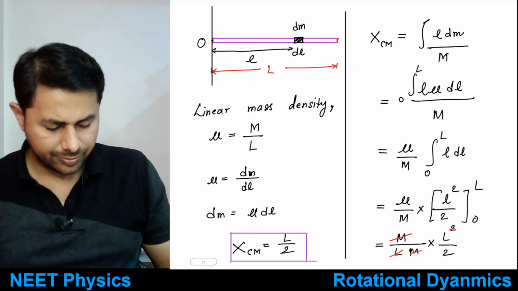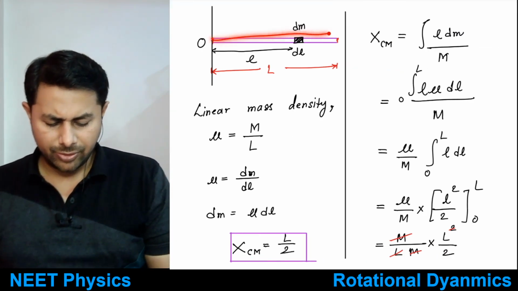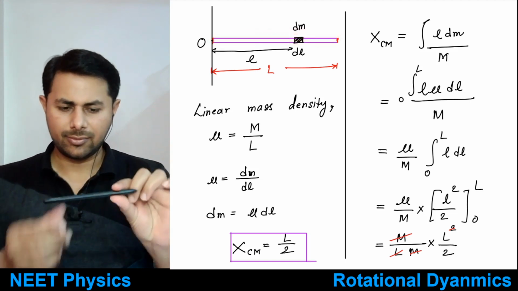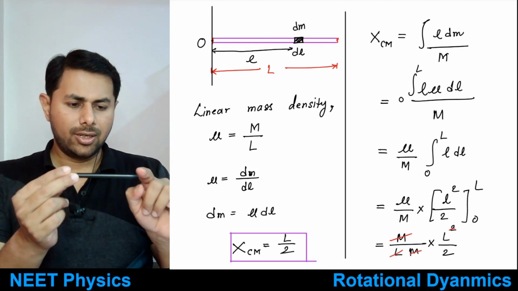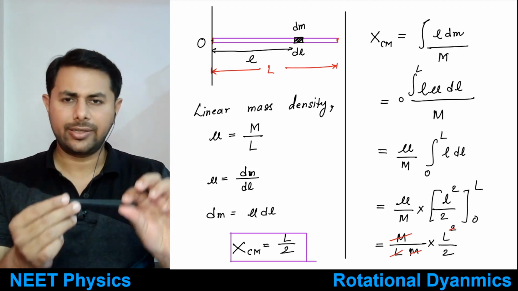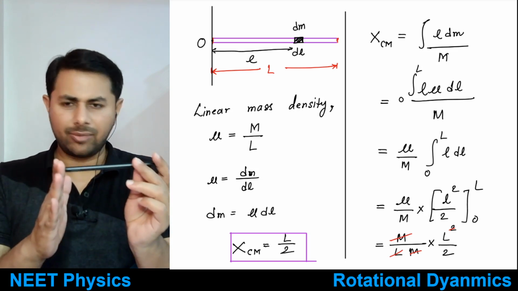Now we can see an example of this. Suppose you have a pen like this, and suppose this is a uniform pen, meaning its thickness is uniform and its density is uniform. Then where do you think the center of mass of this one should be?